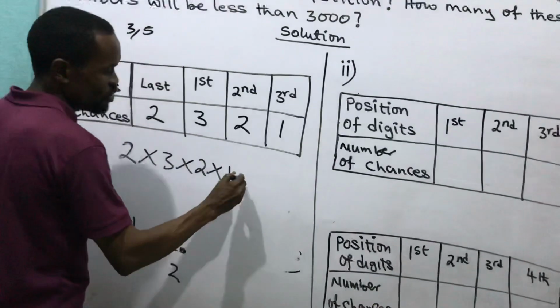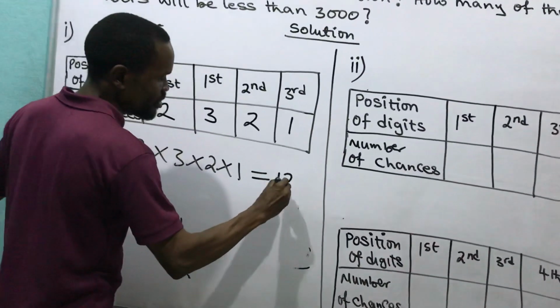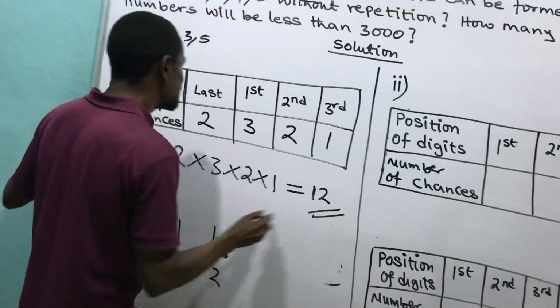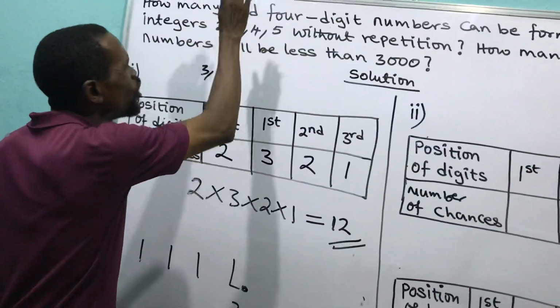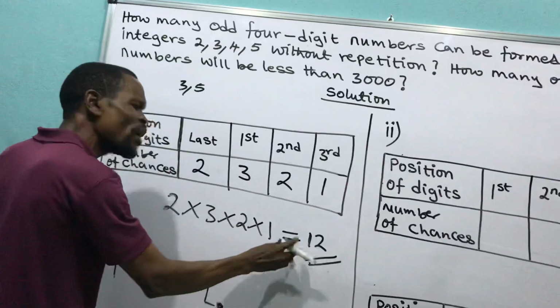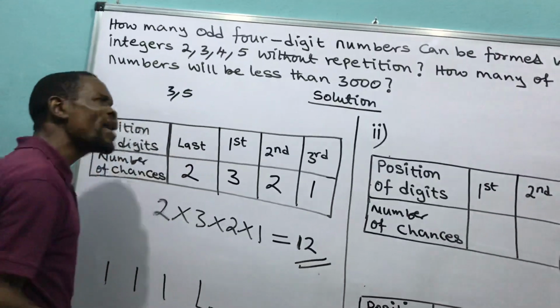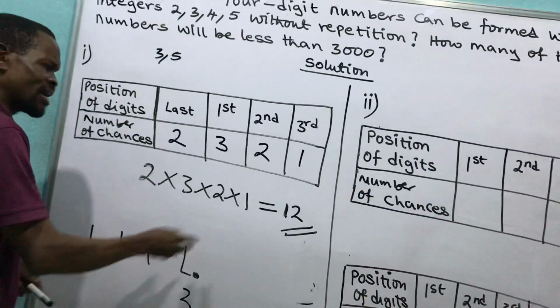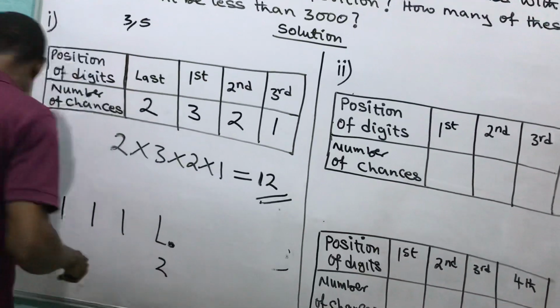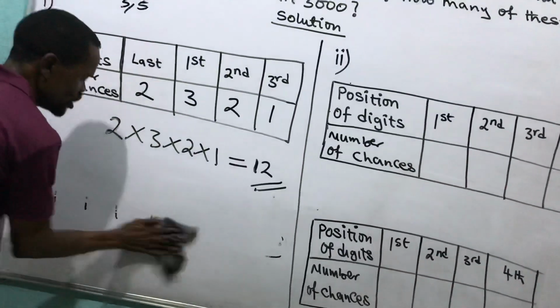2 will give me 12. 12 times 1 will give me what? 12. That means there are 12 ways. So the number of odd numbers that can be formed is 12. 12 odd numbers can be formed. That's our beginning answer.